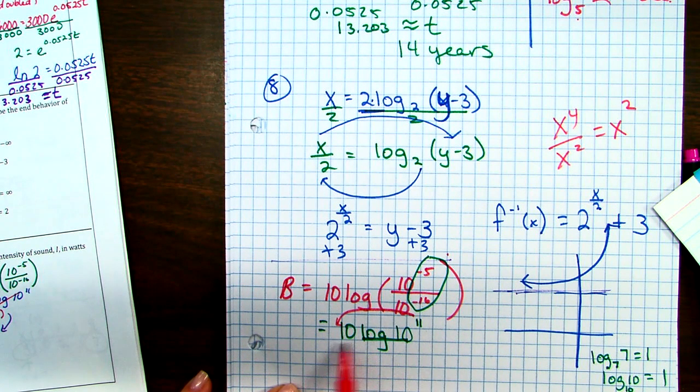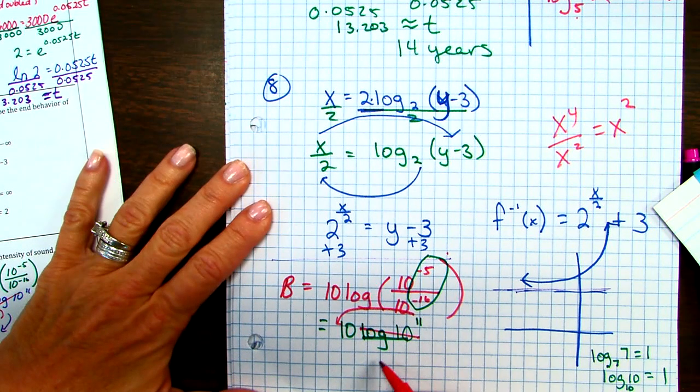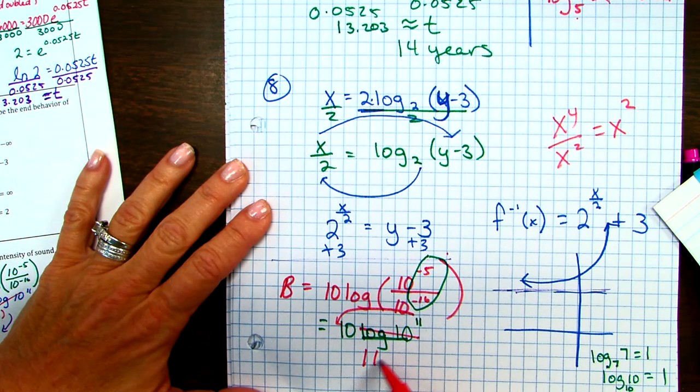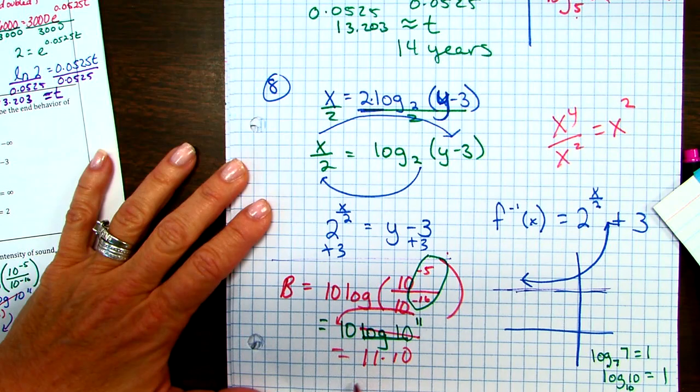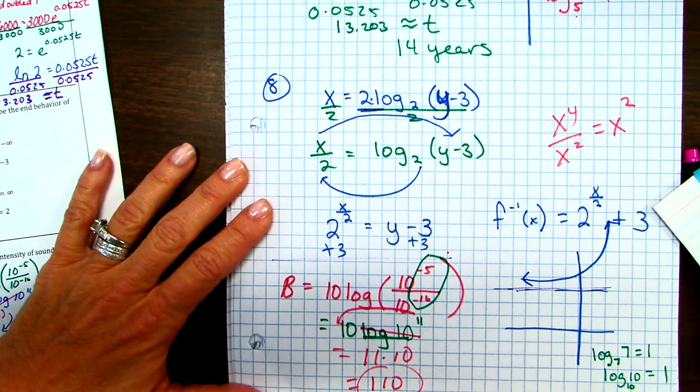So if you are a log, and this guy is a log, you're allowed to apply any of your properties. So that's how we get the 11 down. This becomes 1, and we do 11 times 10, or 10 times 11, and get 110. Okay?